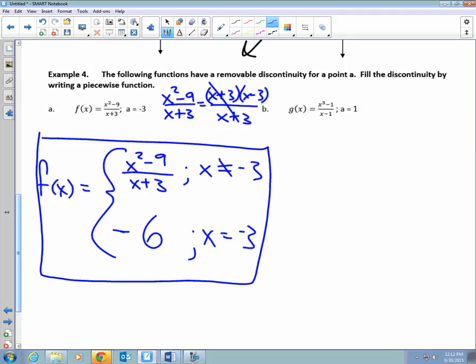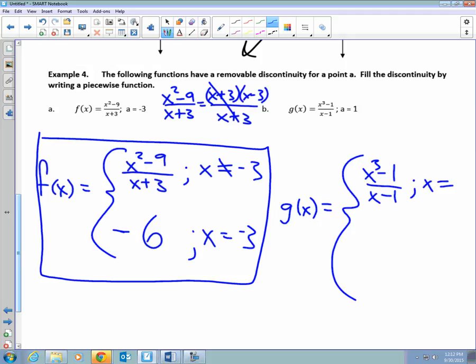So does this factor, x to the third minus 1? Yeah, it does. It's the difference of two cubes, correct? So we have x to the third minus 1 over x minus 1, for x not equal to 1. I can plug any other number in there except for 1. Then when x equals 1, I want to fill that hole that was created.